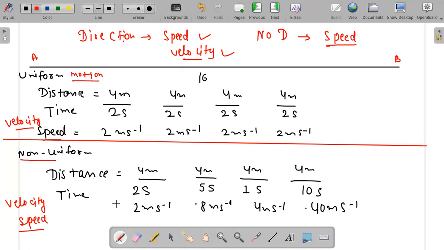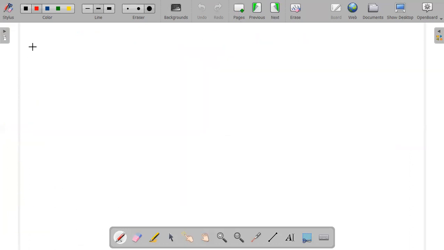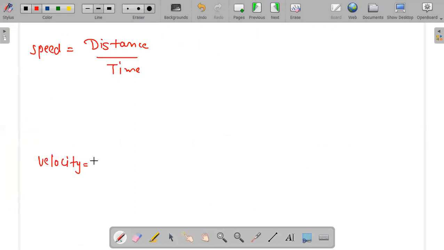So now, this is velocity and speed. Now there is a big difference between velocity and speed. For speed, there is a formula. What is the formula? Distance upon time. And for velocity, I have another formula, that is displacement upon time.